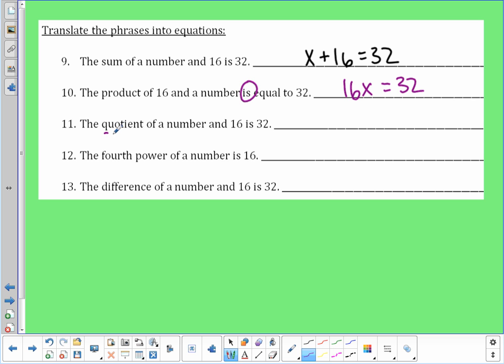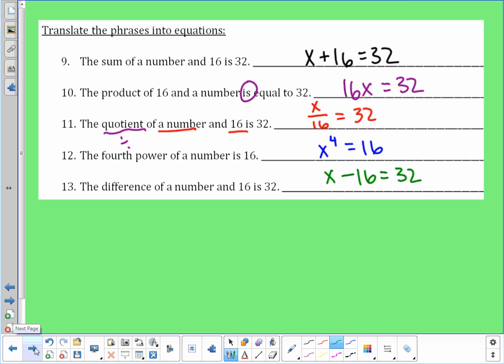The quotient tells me divide. Quotient of a number and 16 is 32, so I'd have quotient of a number and 16. That means the number goes on top, the 16 goes on the bottom, is equal to 32, and that just goes in order. Quotient of a number and 16: number divided by 16. The fourth power of a number is 16. That means I have x raised to the fourth power equals 16. And the difference of a number and 16 is 32. Difference of a number and 16 means I have x minus 16 equals 32.